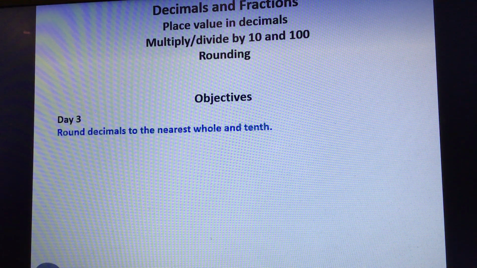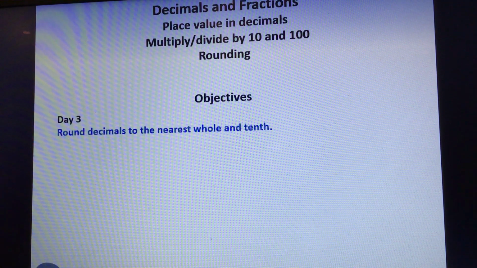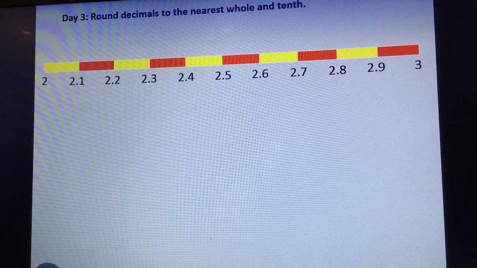All right, we're going to move on, thinking about rounding decimals to the nearest whole and tenth. So we have a number line here going from 2 to 3, and here are some numbers in between 2 and 3: 2.1, 2.2, 2.3, 2.4, and so on, all the way to 2.9 and then 3.